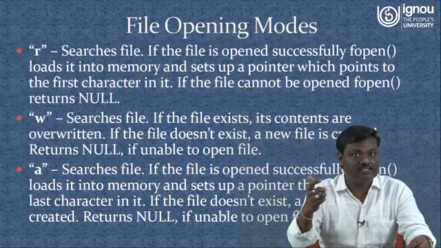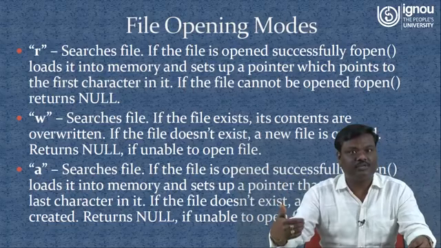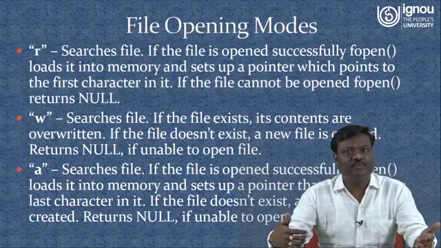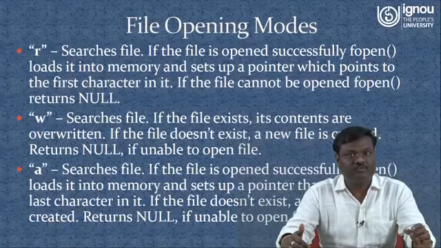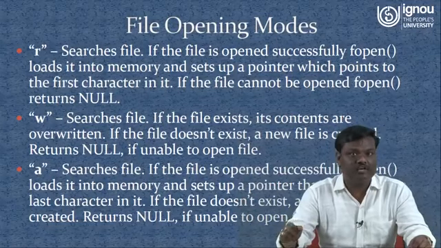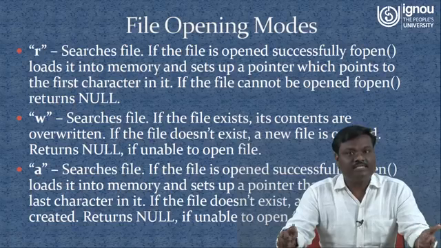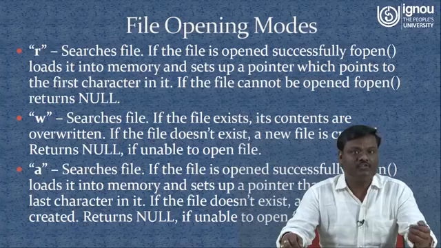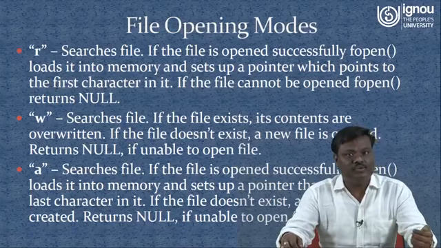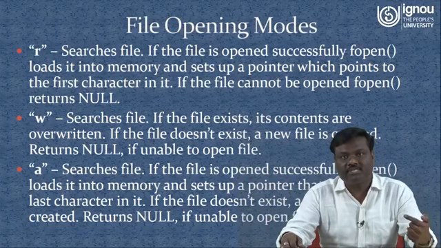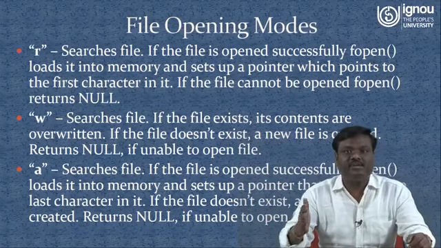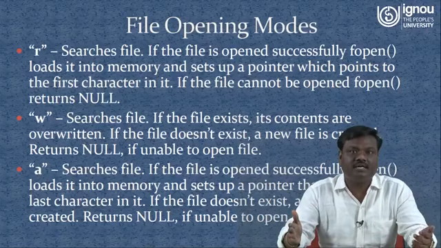And then what else? End of file is the delimiter to that particular file. If the file cannot be opened, it returns null. Next, you have to put the mode as W within double quotes as the second argument. If the file exists, its contents are overwritten. If the file doesn't exist, a new file is created, and it returns null if unable to open the file. Then another mode that we will discuss is the append mode. Earlier, write means it is overwriting, so append means it will continue from the end that was existing earlier.